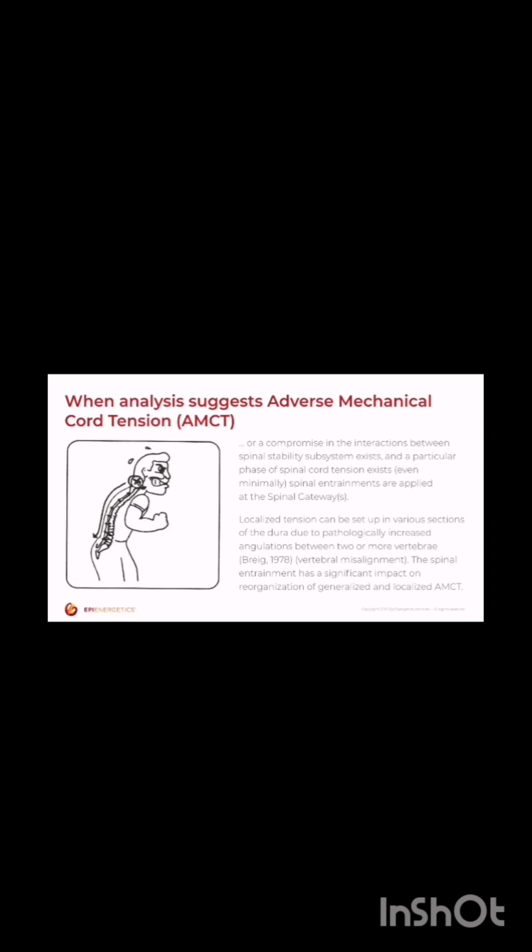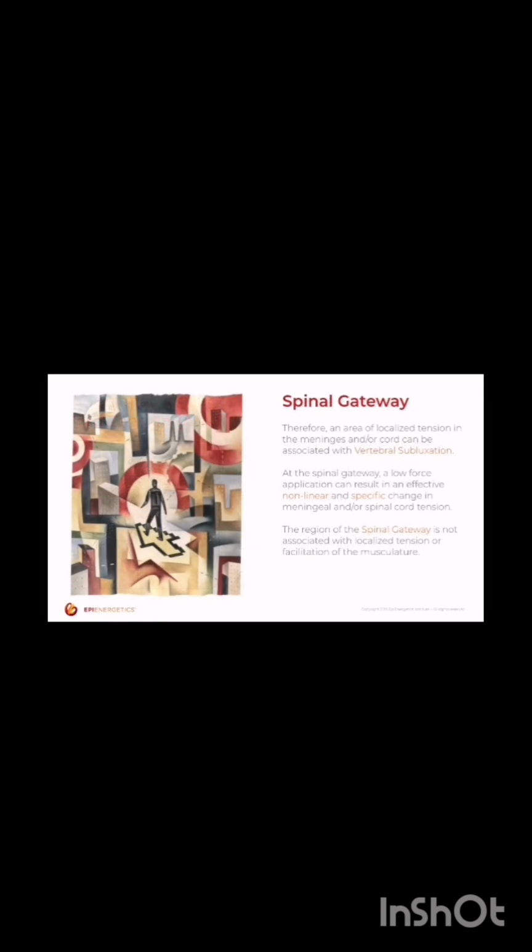Now, localized tension can be set up in various sections of the dura due to pathologically increased angulations between two or more vertebrae, vertebral misalignment. The spinal entrainment or network adjustment has a significant impact on the reorganization of the generalized and localized adverse spinal cord tension. So we're talking about addressing the person locally and observing a dynamic global change.